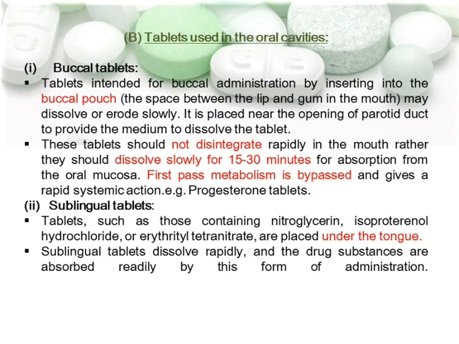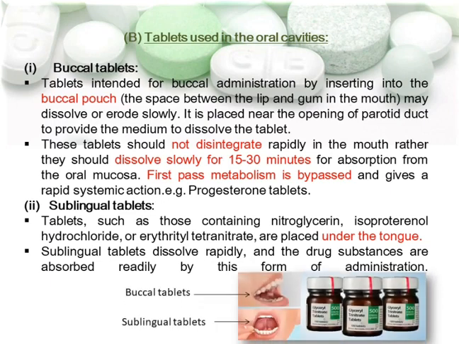Next category is tablets used in oral cavities. First is buccal tablets. These are the tablets that are administered in the buccal pouch, the space between the lip and gum in the mouth. They may dissolve or erode slowly. It is placed near the opening of the parotid duct to provide medium to dissolve the tablet. These tablets should not disintegrate rapidly in the mouth, but rather they dissolve slowly for 15 to 30 minutes for absorption from the oral mucosa. What is the advantage? First pass metabolism is bypassed and it gives a rapid systemic action. Progesterone tablets are administered as buccal tablets.